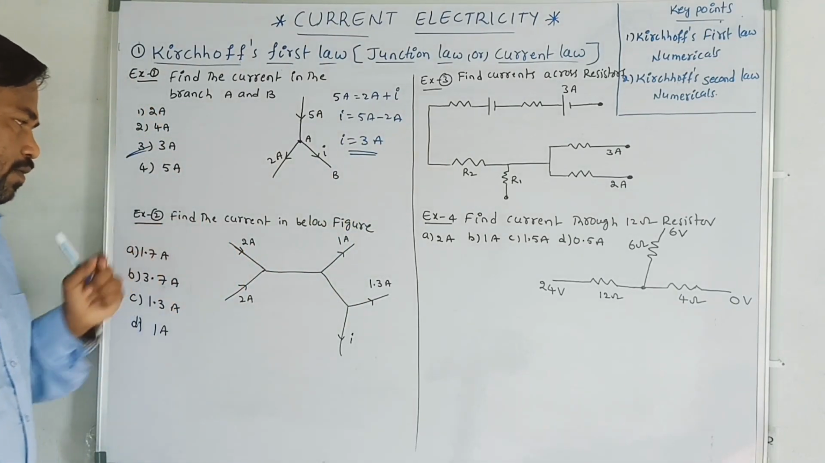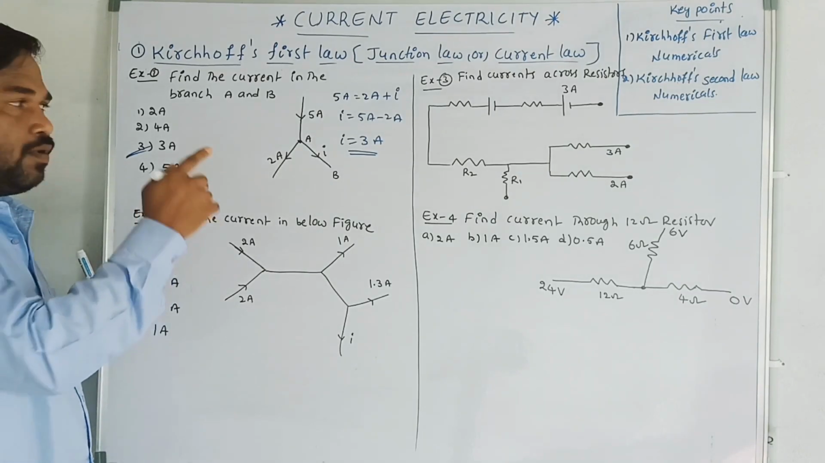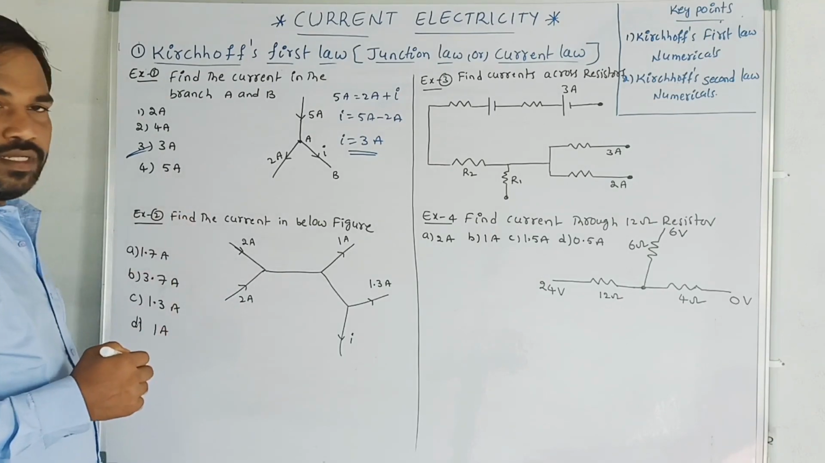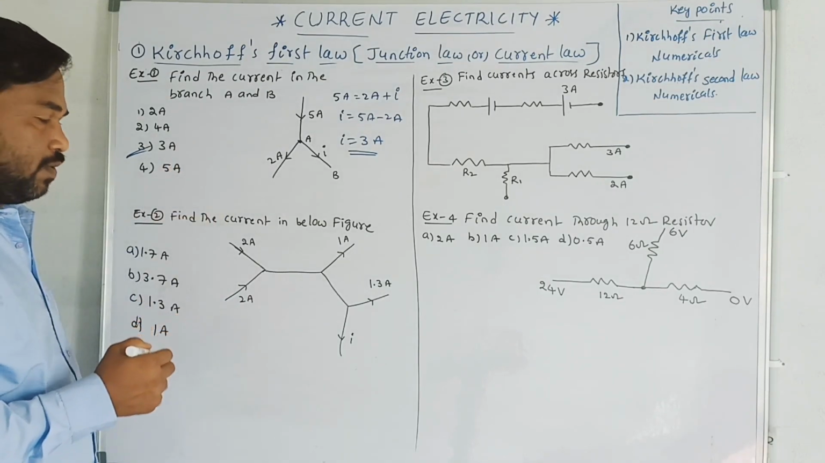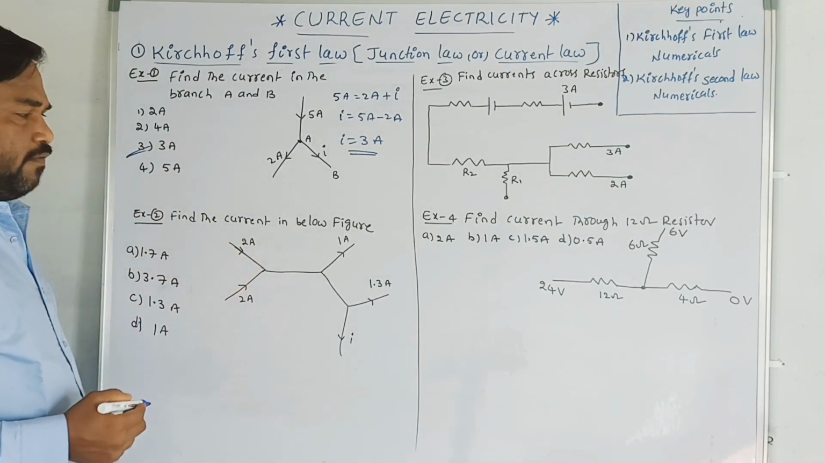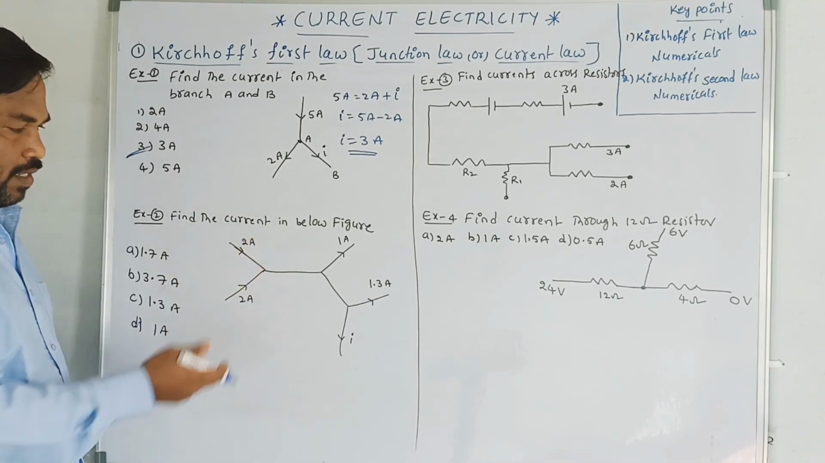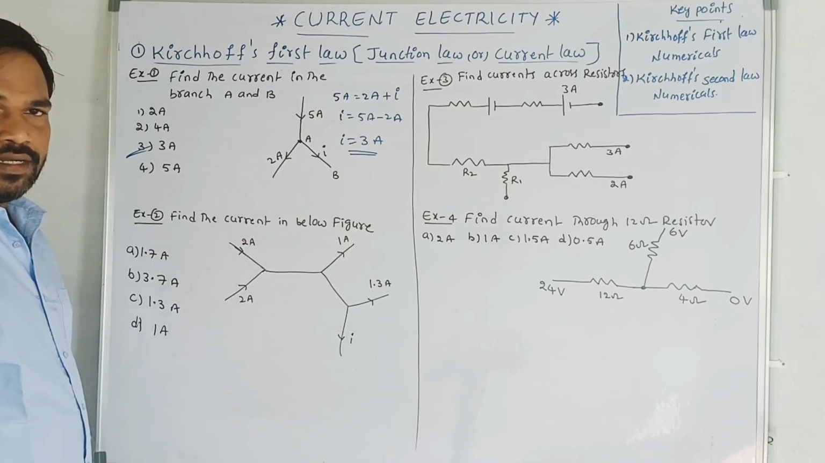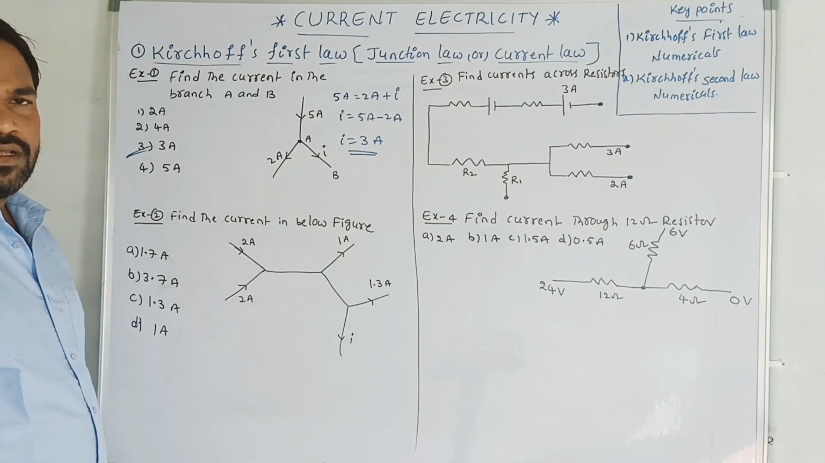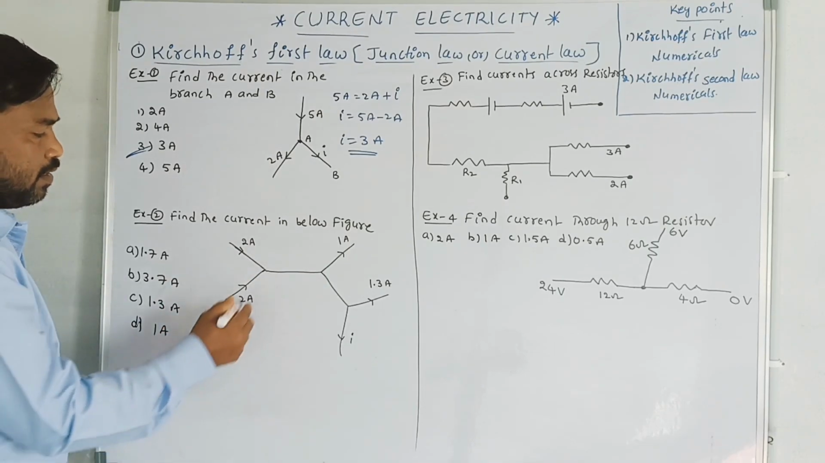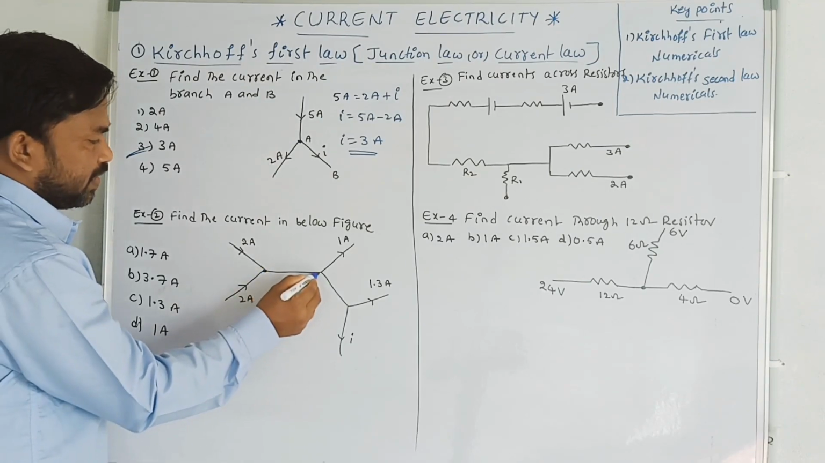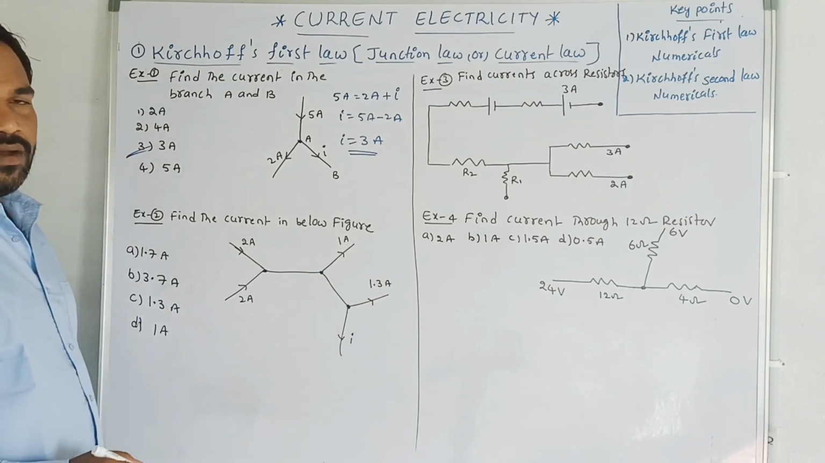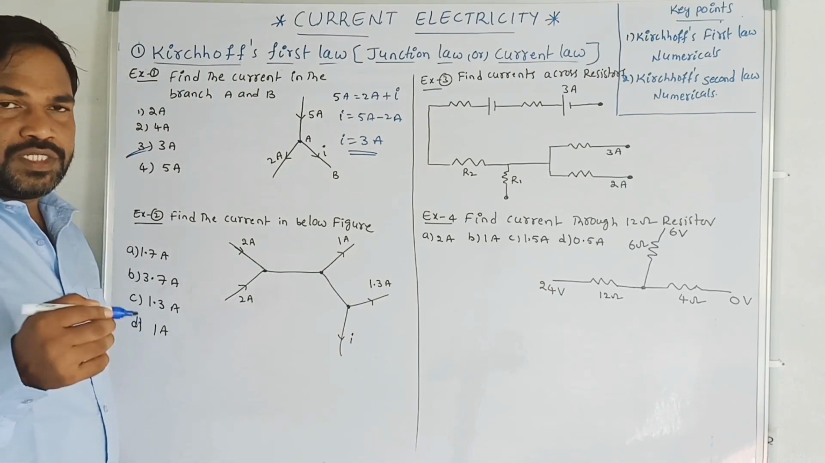Okay, is it clear? Always we have to apply the rule. We have to apply the equation. Apply the first rule. Now, second: find the current in the below figure. One diagram is given, asking to find the current. So we have to apply the current rule. If you identify the junctions, this is one junction, this is one junction, and this is one junction. At a junction we have to apply the junction rule.